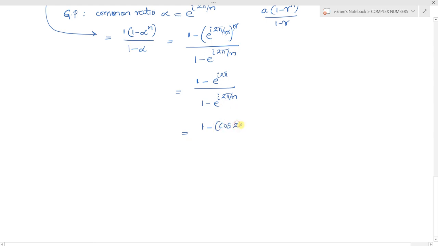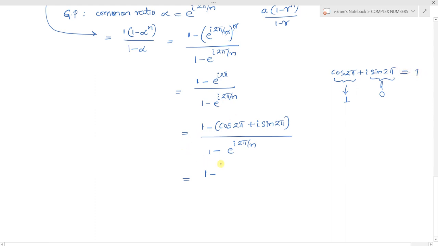Here, e power i theta can be written as cos 2 pi plus i times sine 2 pi, by 1 minus e power i times 2 pi by n. For an integer multiple of pi, the sine is always 0. For an even multiple of pi, cos is plus 1, and for an odd multiple of pi, cos is minus 1. Here it is always 1. Simply we can write 1 minus 1 by 1 minus e power i times 2 pi by n, which is equal to 0.